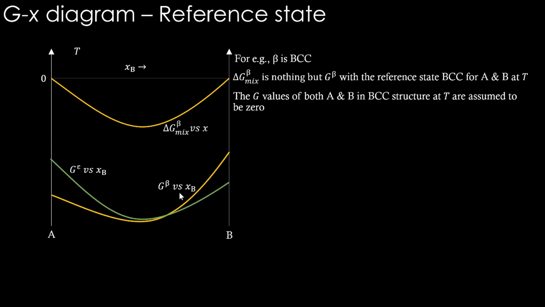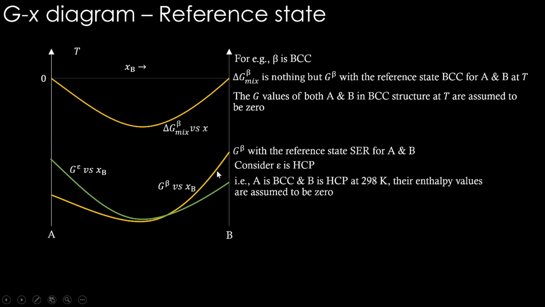So here if we bring another curve, G of epsilon versus composition, and understand what is this, G of beta with reference state SER for A and B, this is what we said. This curve is with the reference state SER for both the elements, and consider this epsilon to be HCP. This curve is for the HCP phase. That is, A is BCC and B is HCP at 298. Their enthalpy values are assumed to be 0. That is how these curves are drawn.